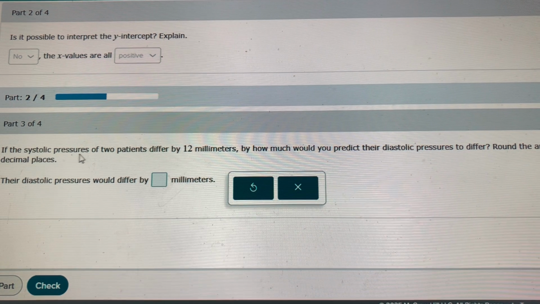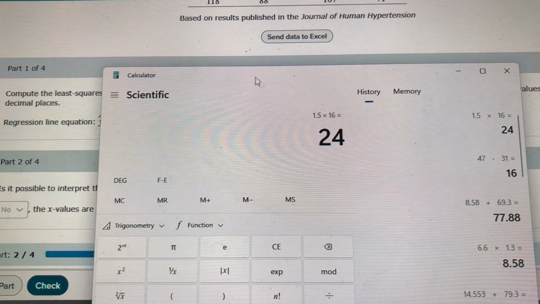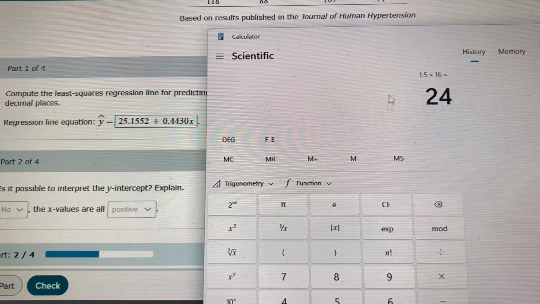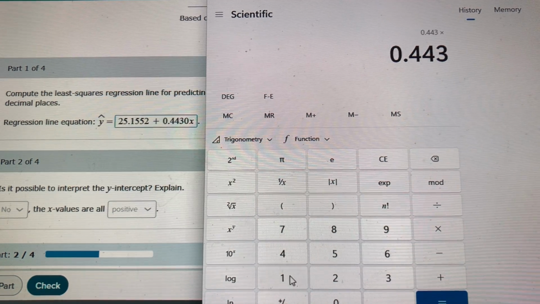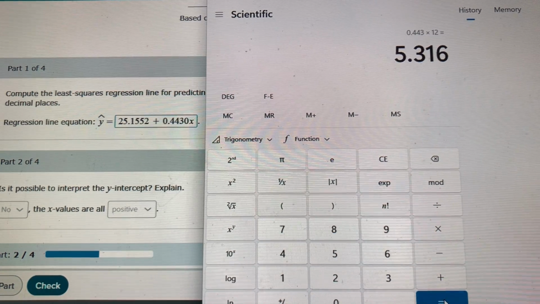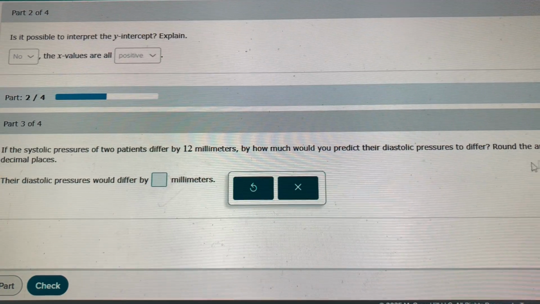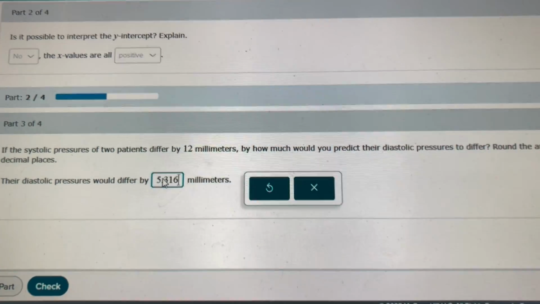If the systolic pressures of 2 patients differ by 12, how much would you predict their diastolic pressures to differ? See, here's this "differ" one again. So that means you only multiply the 12 by the slope. I'll do it here in the simpler calculator. Take the slope, 0.4430, and multiply by 12. If it says differs, you just multiply the slope by the number they give you. Round to 3, and it came out to 5.316.